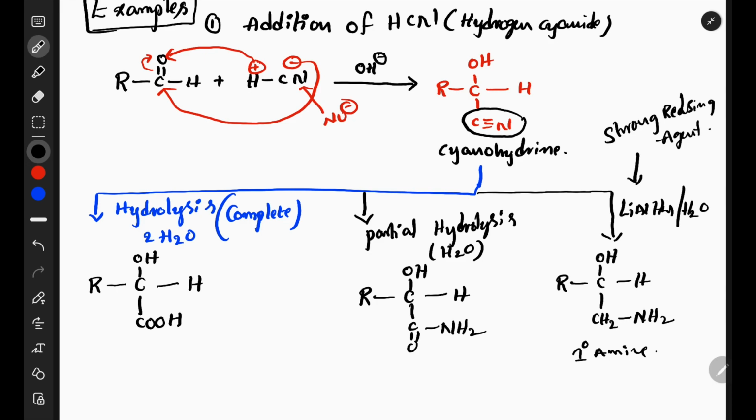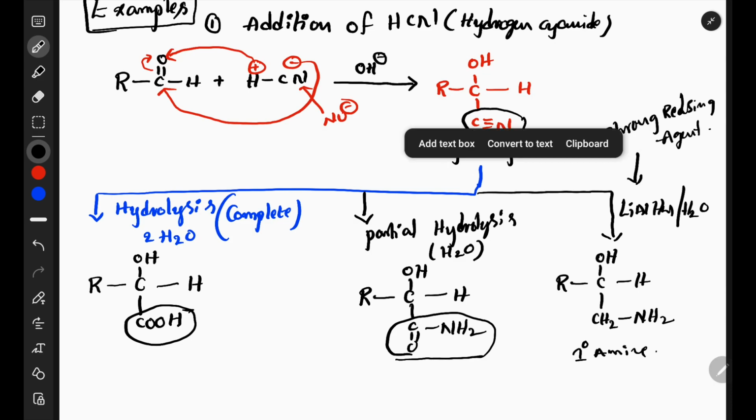And this is a carboxylic acid. Sorry, this is an amide. Sorry for that. This is a carboxylic acid, meaning cyanohydrin undergoes complete hydrolysis. We will get the carboxylic acid. When it undergoes partial hydrolysis, we get the amide. When it undergoes reduction using lithium aluminum hydride, then we get the primary amine. So this is the best example of the nucleophilic addition reaction.